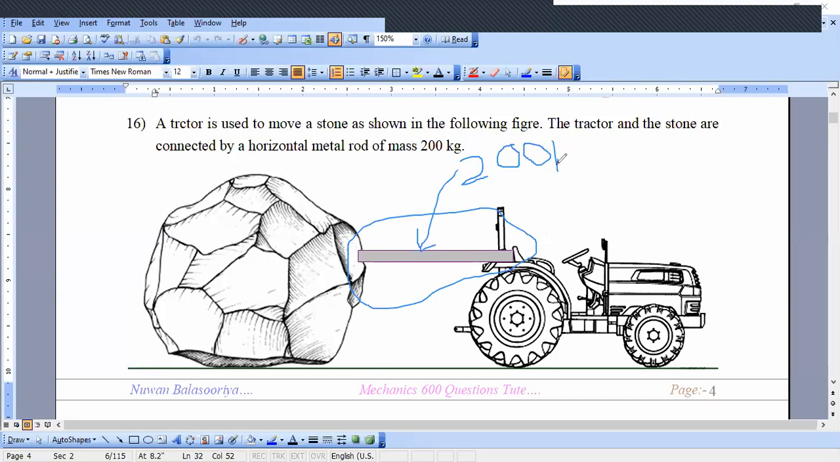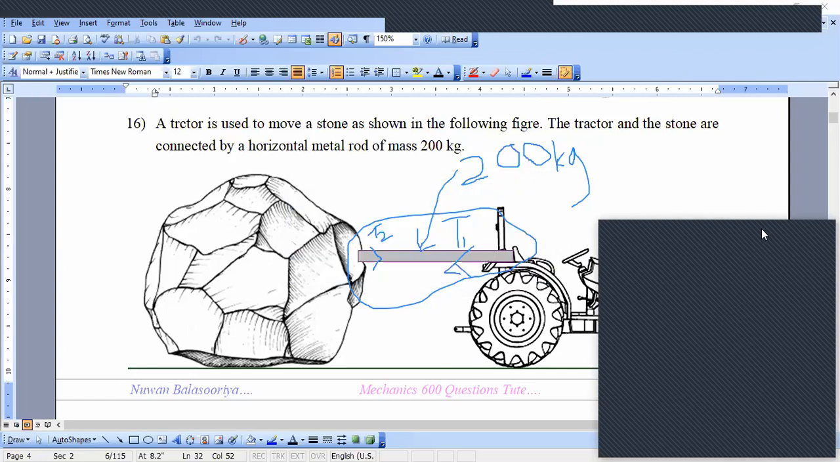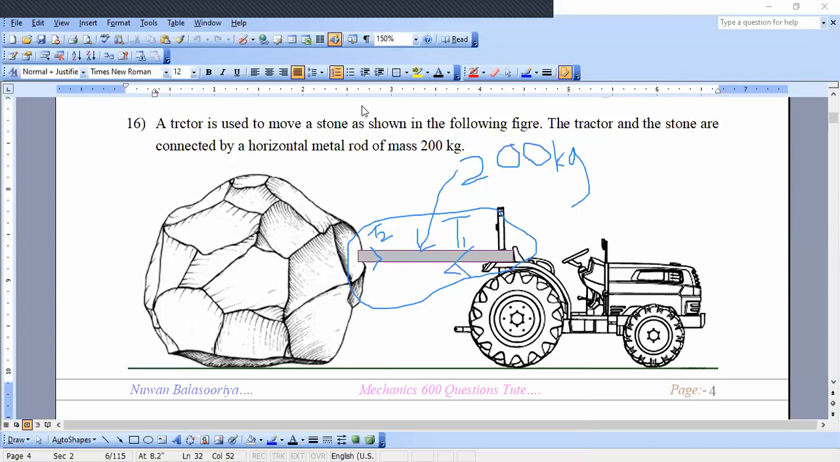So if a string has a mass of 200 kg, the tension forces at the ends are not equal. If I mark the tension force at this end as T2 and the tension force here as T1, then T1 and T2 are not equal if the connecting rod has a mass. Can you understand here? That's the point. Right, now let's go to the question. The mass of the rod is given as 200 kilograms.